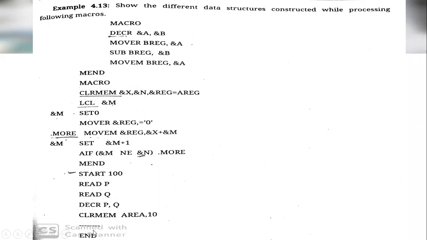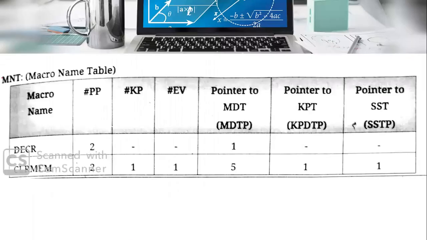Okay, and at the end here we can consider the END statement. This is our program, but before that we need to define two macros and all these data structures. First of all we create the macro name table. In that macro name table we identify the two names of the given macros. The first macro name is DECR, and the second macro name is CLRMEM. So here the macro name table contains DECR and CLRMEM.